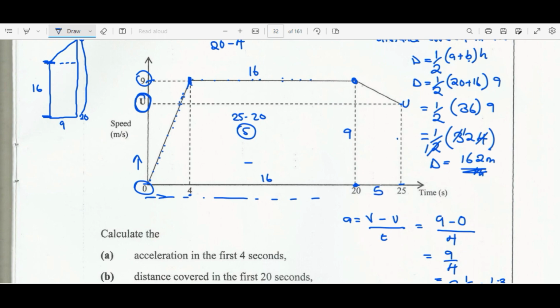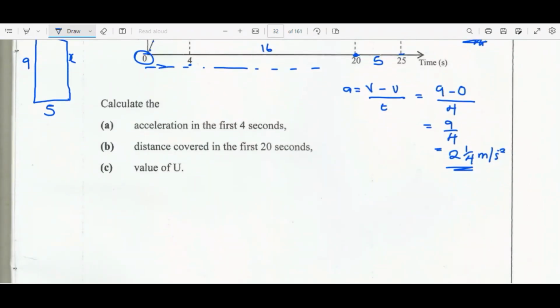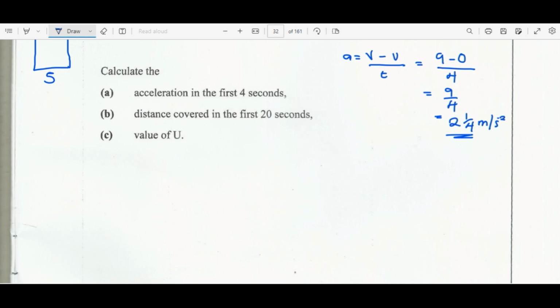Okay, so what else are we looking for? So we have a 9 here, and then here we don't know. So it's more like this. Okay, so here we have a 5, and then here we have a 9, and then here we don't know. That is where we want to look at, or to find the value of what? The value of U.